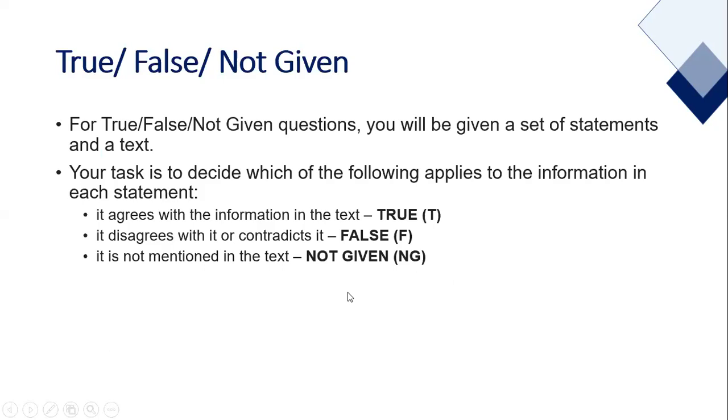So in true, false, not given questions, a set of statements will be given along with the passage, and the student has to decide whether the information given in each statement is agreeing with the text. If it agrees with the text, then the statement is considered as true. If it disagrees or contradicts or opposes the text in the passage, then it is considered as false. If it is not mentioned in the text, it is considered as not given.